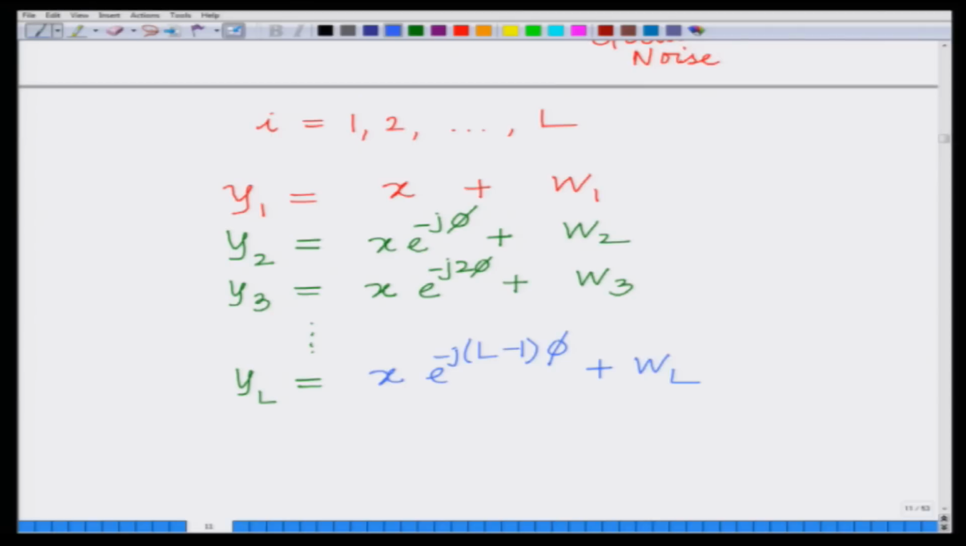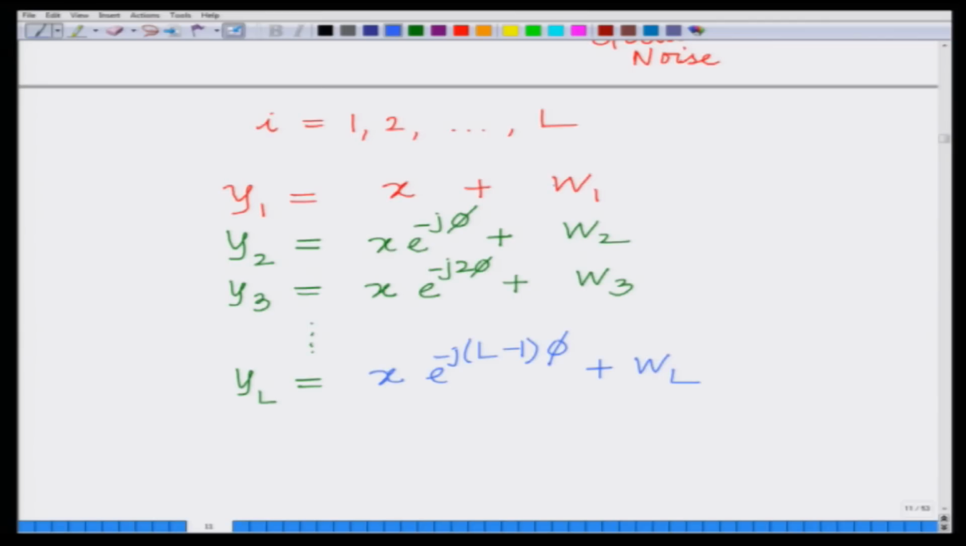We are saying the signal y_i received at the ith antenna is y_i equals x, that is the transmitted signal, times e to the power of minus j (i minus 1) phi, plus w_i. Therefore, now you can see I have y1 equals x plus w1, y2 equals x e to the power of minus j phi plus w2, y3 equals x e to the power of minus j 2 phi plus w3.